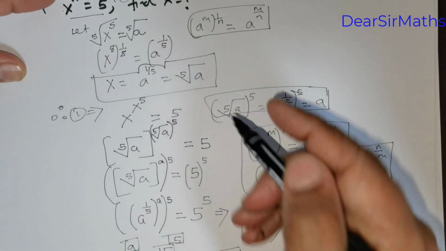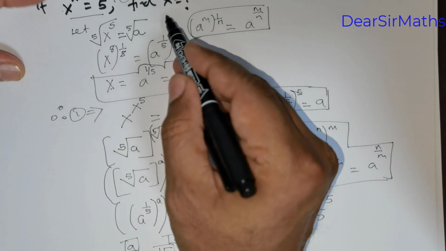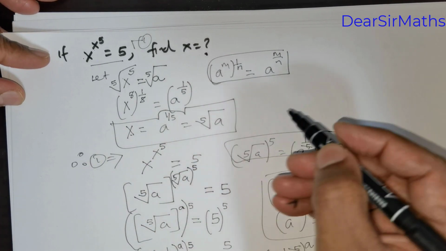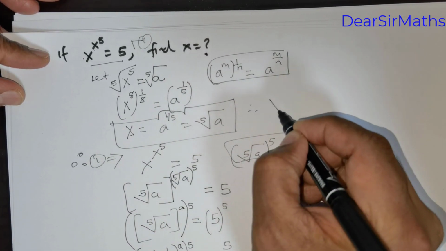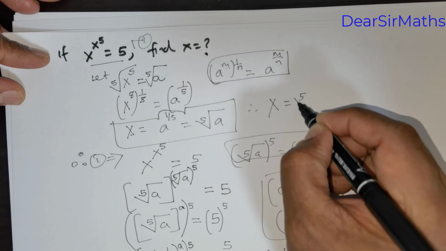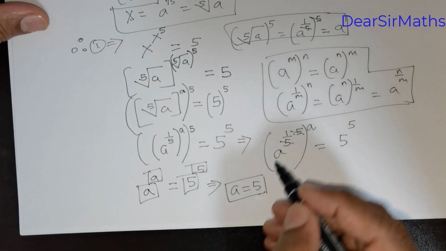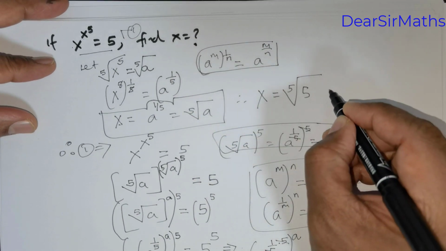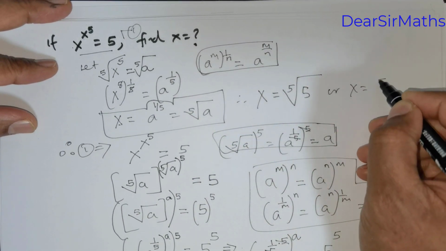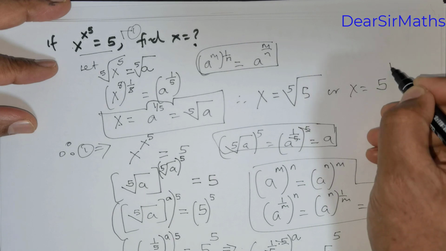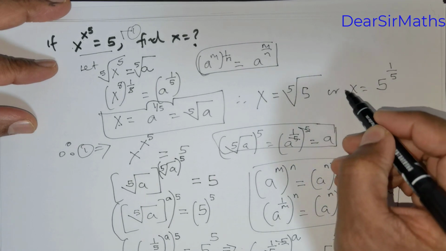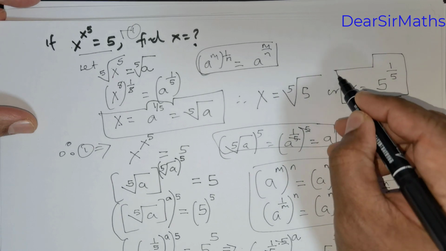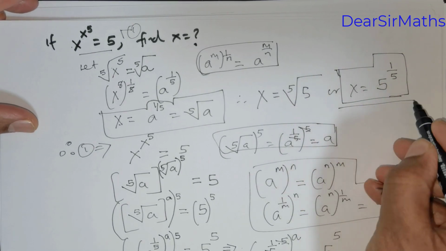Why? Clearly you can see the x value has to be found out, right? And x is equal to the fifth root of a. So therefore x is equal to the fifth root of, and what did we have for a? a is nothing but 5. So this is the final solution, or you can rewrite this as x is equal to 5 raised to the power of 1 over 5. So that is a good place for us to stop.